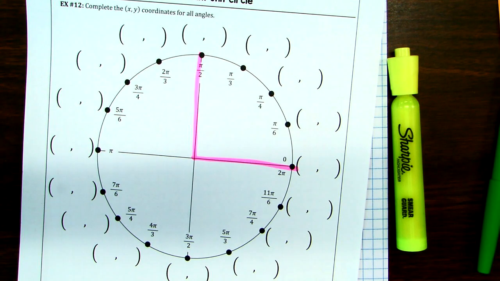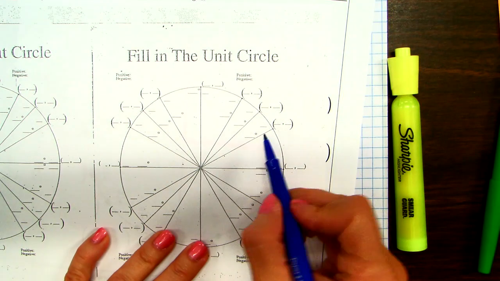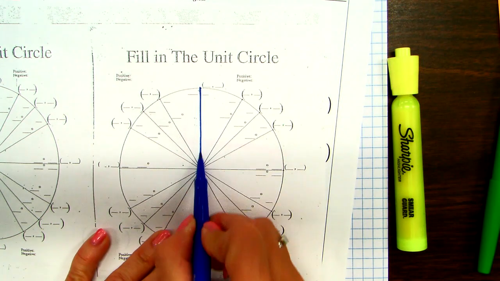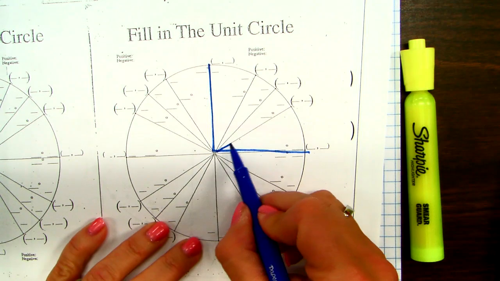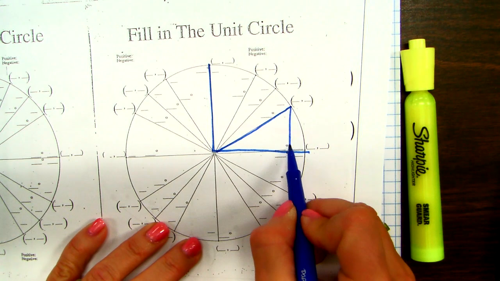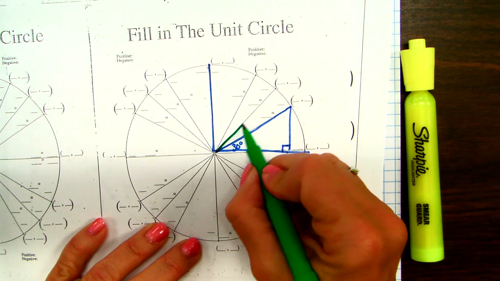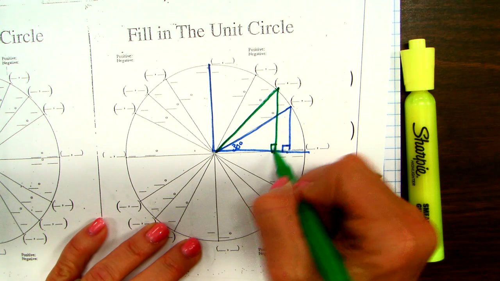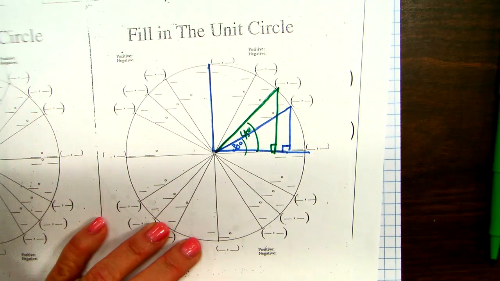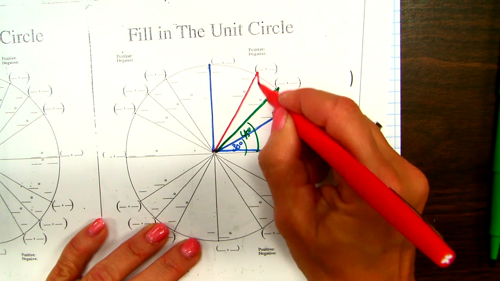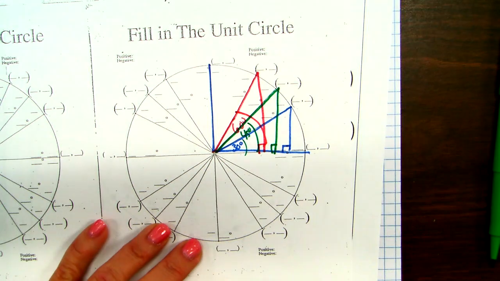You don't need to draw this, you just need to enjoy my artistry. In quadrant 1, you're looking at a bunch of special right triangles. We have one that goes out to here, drops down, that is a 30-degree angle, okay? You have another one that goes out, drops down, makes a right angle. That would be a 45-degree angle. You have another one that goes out to this point, drops down, makes a right angle, and that whole thing is 60 degrees.